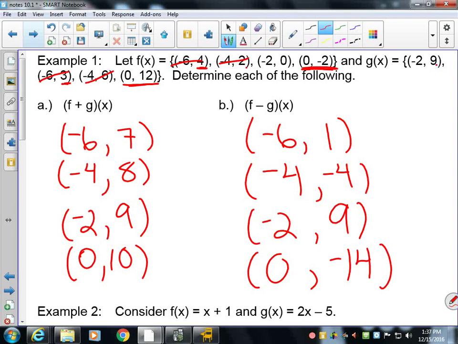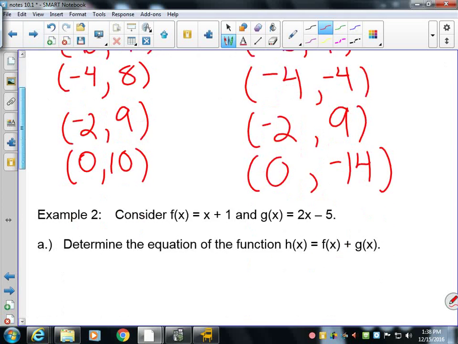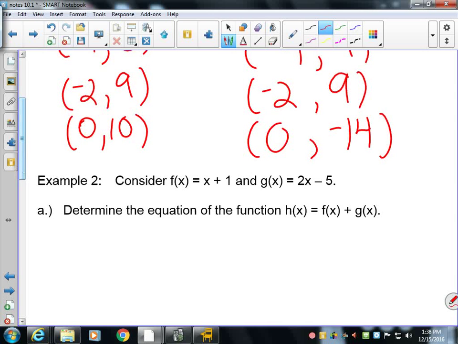Okay? So when you add or subtract functions, the x values stay, right? We're just adding the y values. Because functions, f of x and g of x and h of x, all stand for y, right? We always say that's the symbol of y. So when we say h of x plus g of x, it makes sense that we add our y's together.